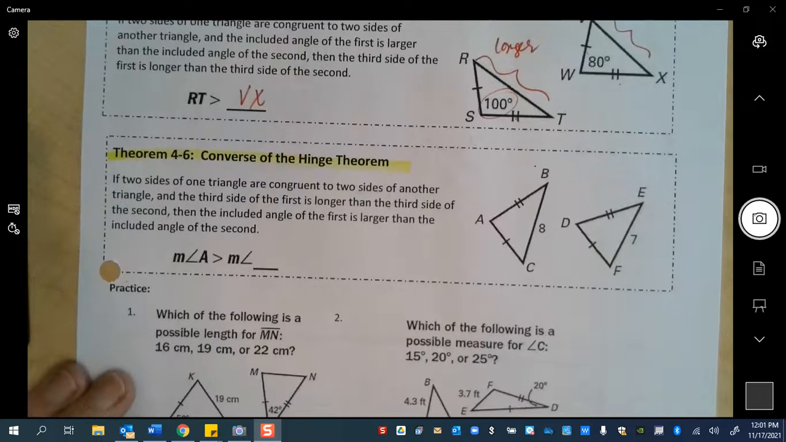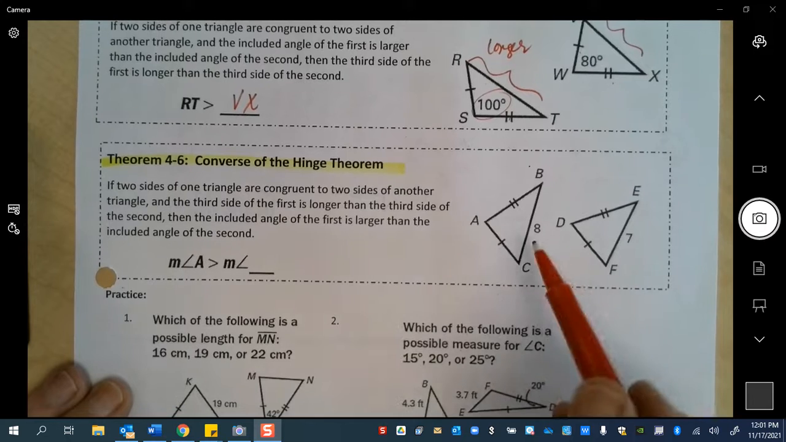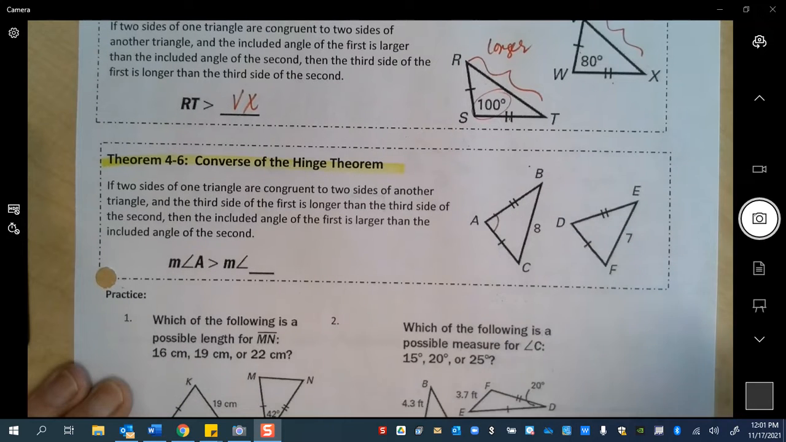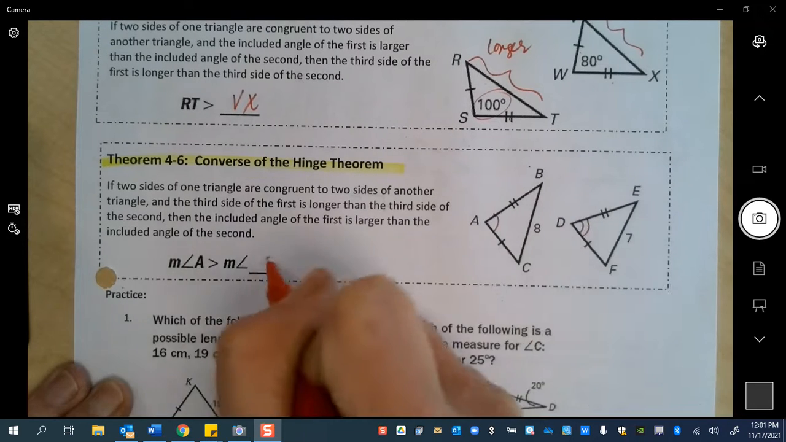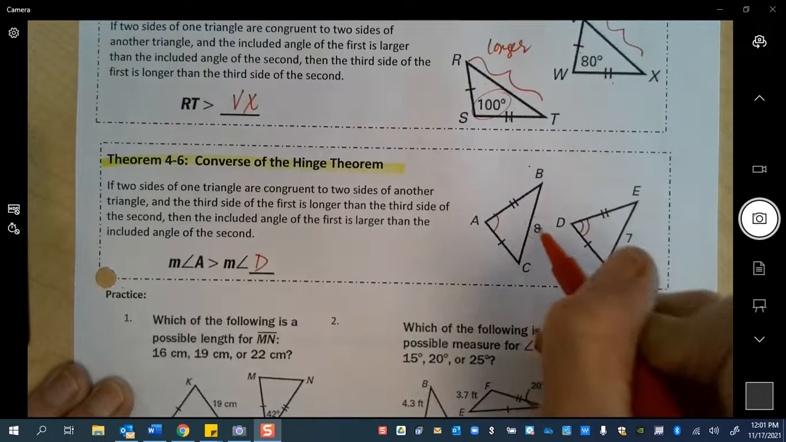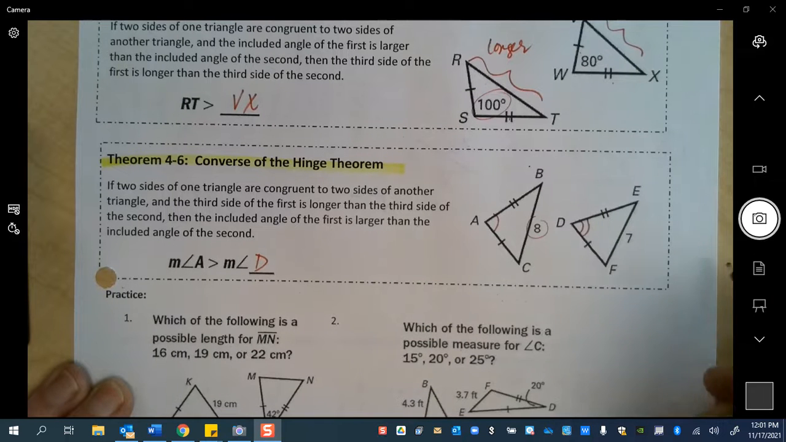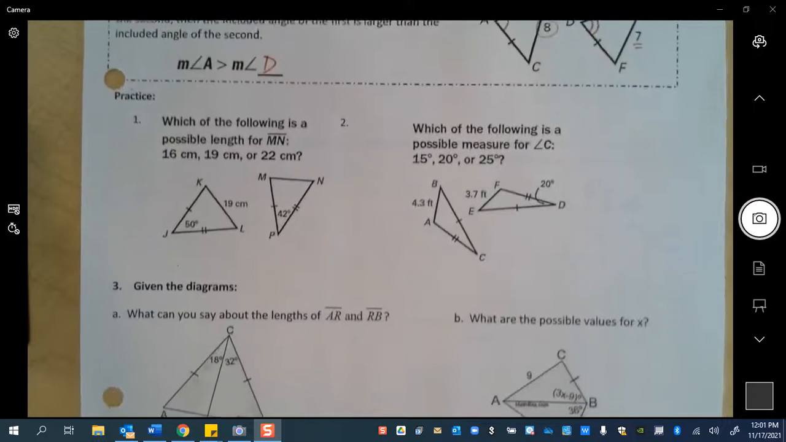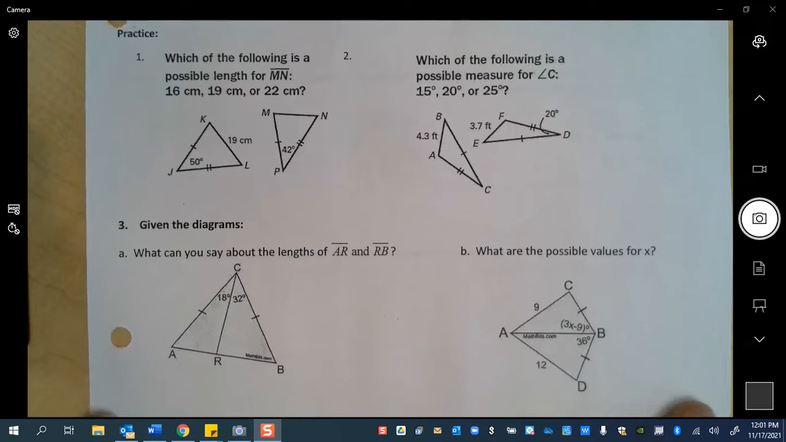I know that the measure of angle A is larger than the measure of angle D because 8 is bigger than 7. With your group mates, 1, 2, and 3 on your mark, get set, go. Talk about it.